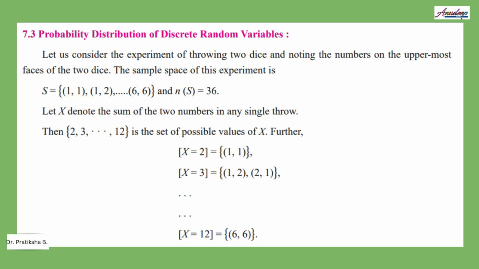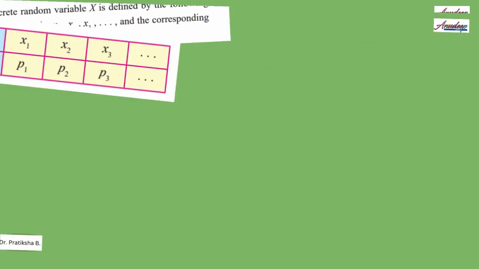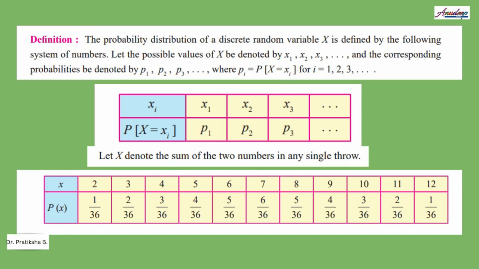So we want to calculate the probability associated with the random variable X taking the values 2, 3 up to 12. These are the numbers we get when we add the numbers which appear on the surface when we roll two dice. So on the screen you see the different values of random variable X, starting from 2, 3, 4 up to 12, and the corresponding probabilities, that is 1 by 36, 2 by 36, 3 by 36. The table showing the different values of random variable X and its corresponding probabilities is called the probability distribution table.